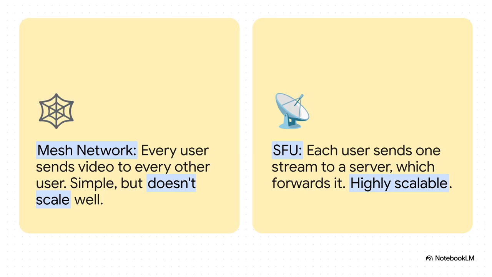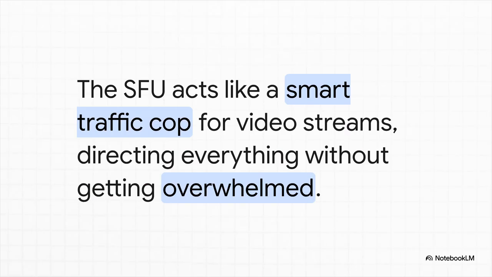That's why Teams uses a much smarter approach, something called a Selective Forwarding Unit, or SFU. With an SFU, your computer only sends one single stream up to a powerful central server. Then, that server acts like a smart traffic cop. It takes your one stream and efficiently forwards it to everybody else in the meeting. Your computer only has to do the work of sending one stream, not 9. And this, right here, is the critical design choice that allows Teams meetings to scale up to hundreds of people.